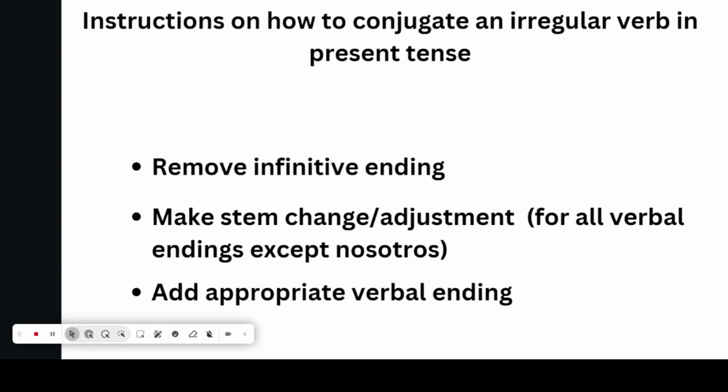So we're still going to remove the infinitive ending. We are going to add the appropriate verbal ending at the end, but in the middle, we need to make a stem change adjustment, and this is going to be for all verbal endings except nosotros. That is going to come in later. We're not going to really touch on that in this video, but in the future. Just know that wherever it is necessary, we need to make an adjustment, a stem change. We talked about stems, and so this is the additional step.